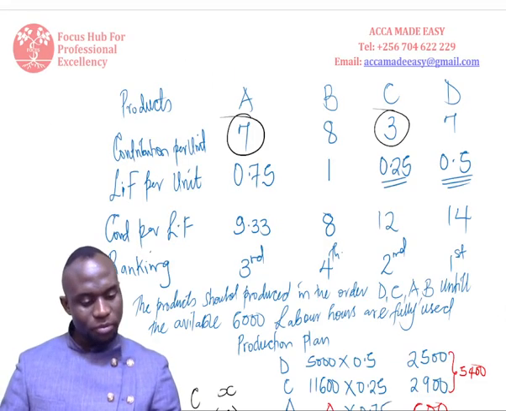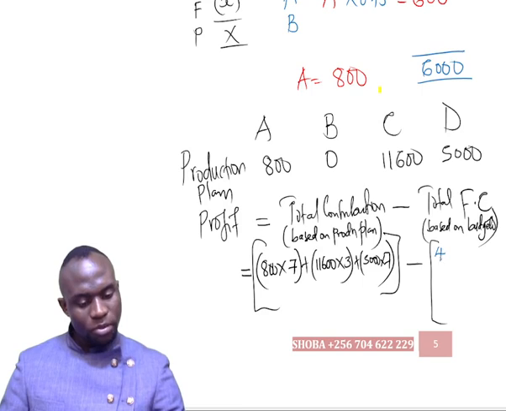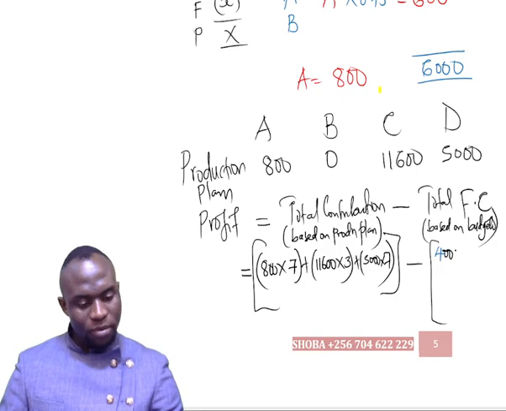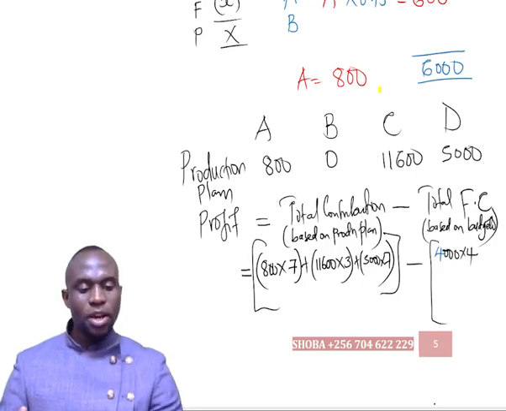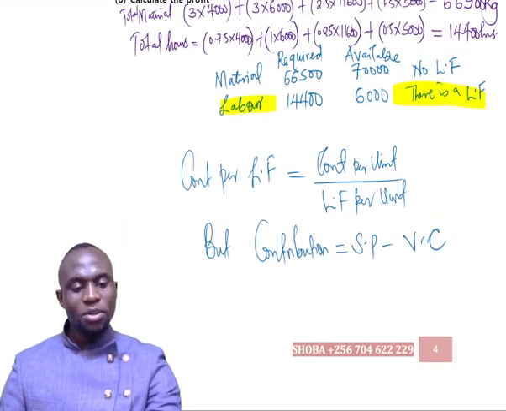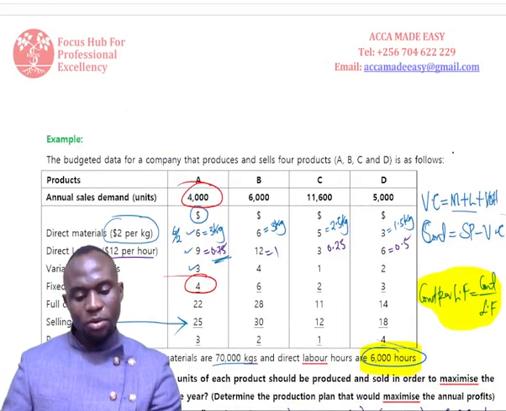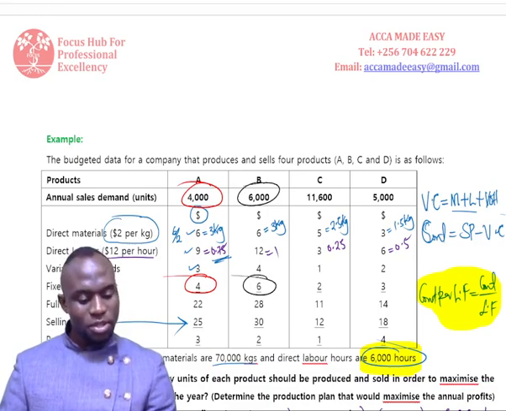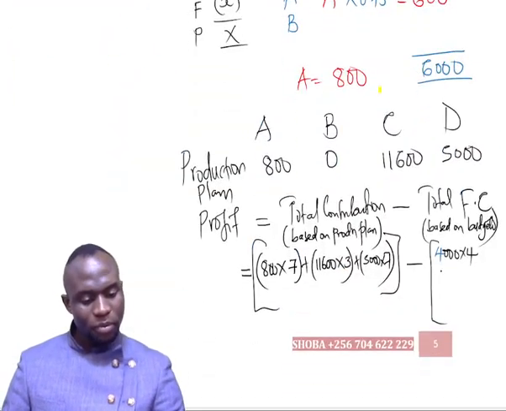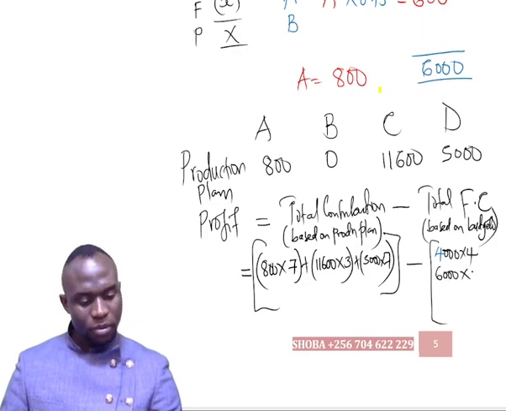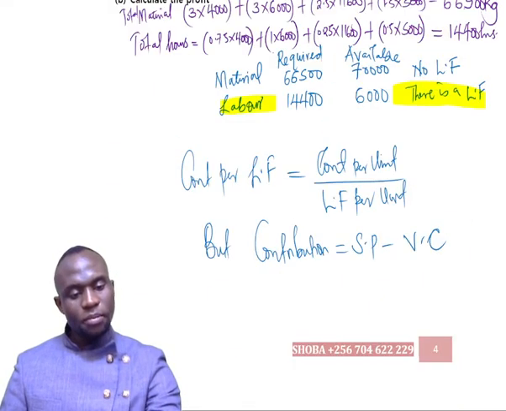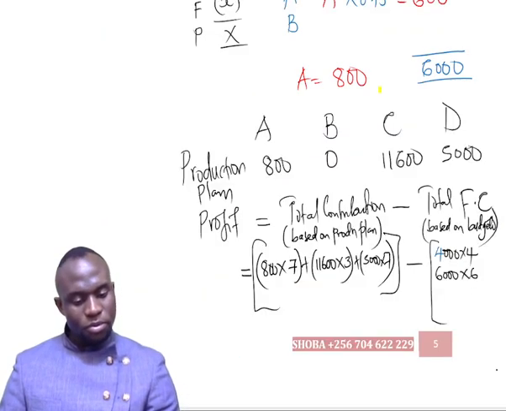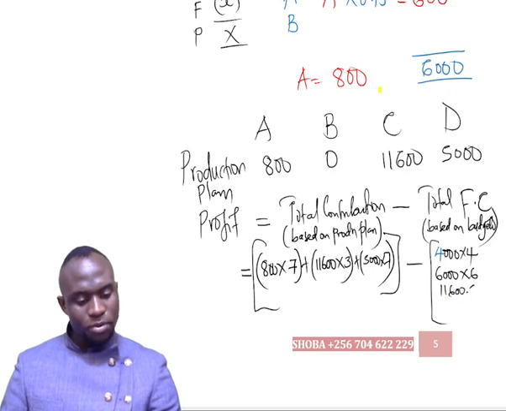Okay, let me put it here. So it is 4,000 times 4. Then for product B, even if we are not producing it, what was the budgeted plan? 6,000 units. And each unit we are paying $6. So 6 times 6,000. Then next, product C, it is 11,600, but the fixed cost is 2. So it is 11,600 times 2.